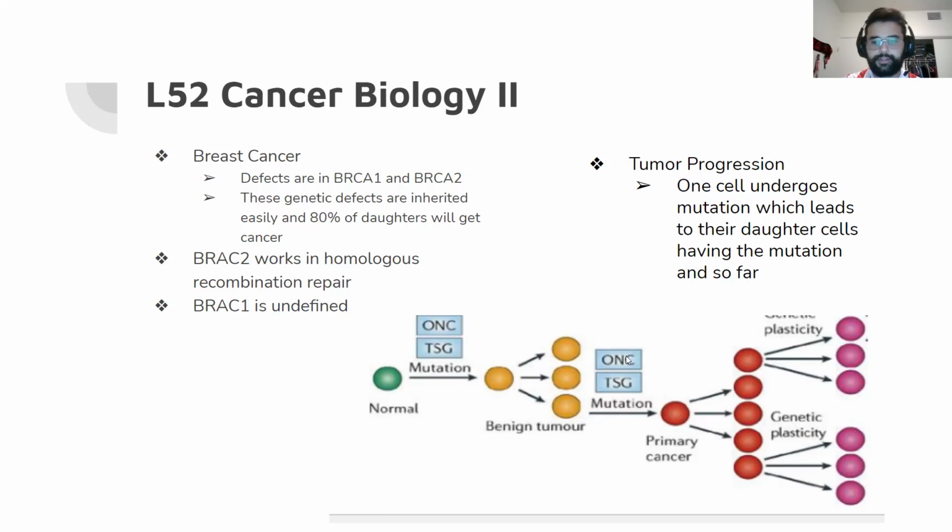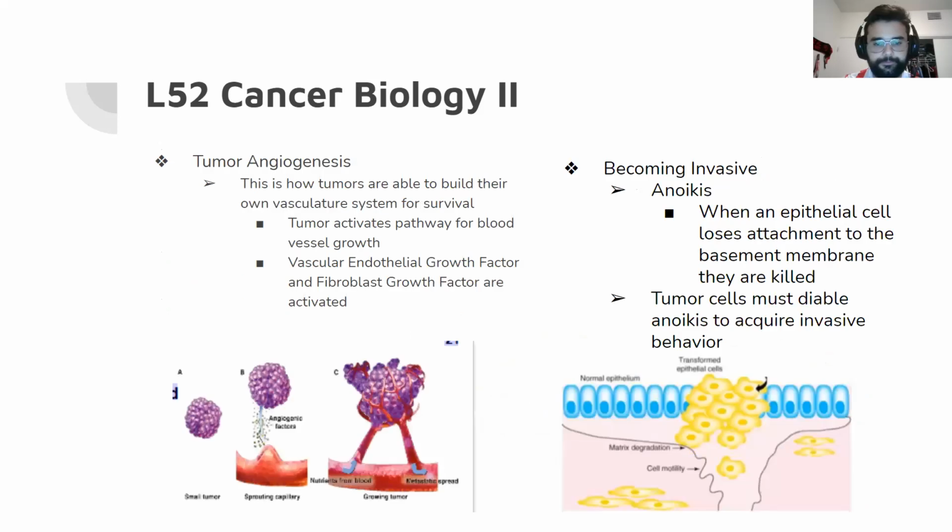So for tumor progression, as we're going to see, as one cell undergoes mutation, this leads to all its daughter cells having even more mutations, and more mutations, causing this huge increase in cell mass that has no real functionality and can become cancerous eventually.